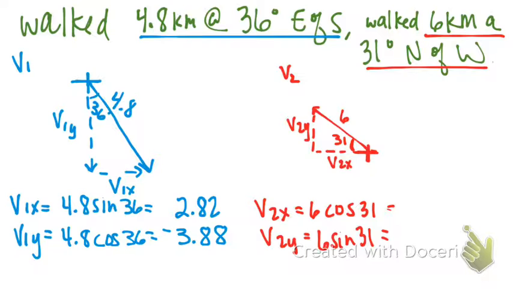Make sure your calculator's in degrees, not radians. So if your numbers aren't coming out like mine, it's probably because your calculator's in radians. Okay, do either of my components there need a negative? My x component needs a negative because I had to go west.